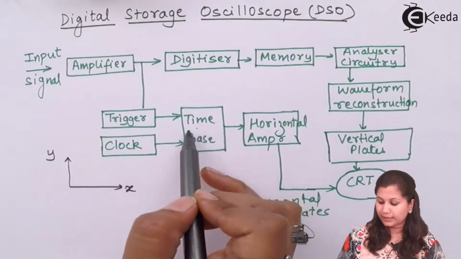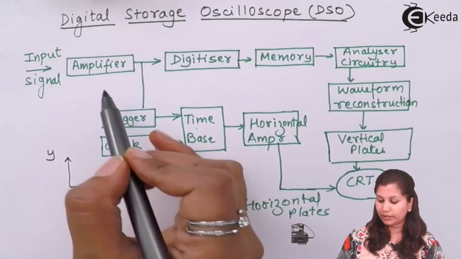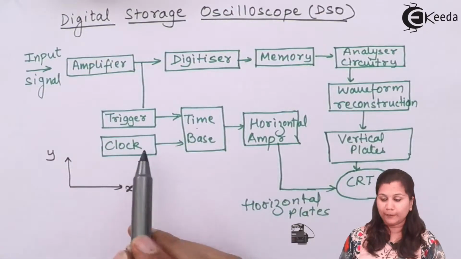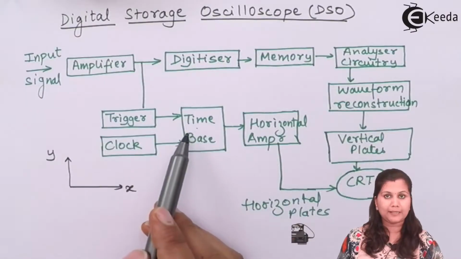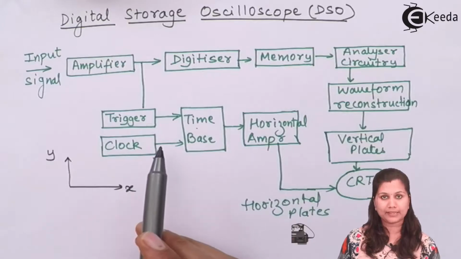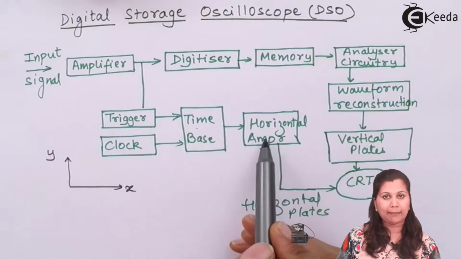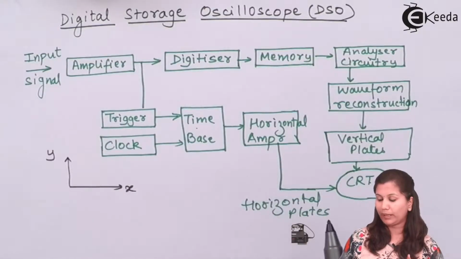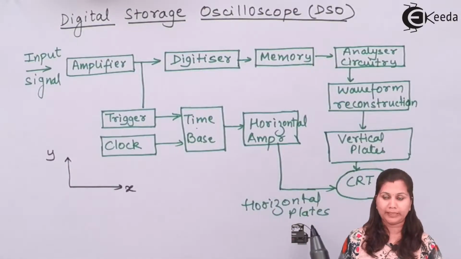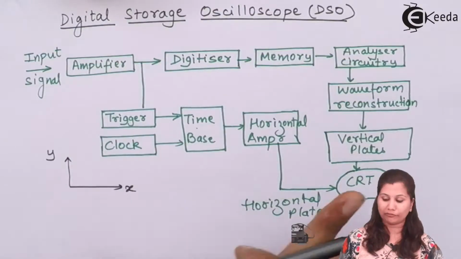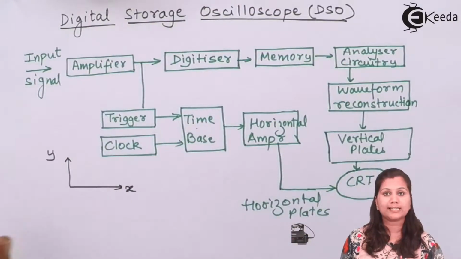Now this time-based circuit will be triggered by the input signal. Also there is a clock input. Both are going to trigger this time-based circuit, so it is going to generate the time-based signal, which is a ramp signal. Then the signal is amplified by the horizontal amplifier, and this horizontal amplifier will provide the input to the horizontal plates. So on the CRT screen, that is cathode ray tube screen, we will get the waveform of the input signal versus time.